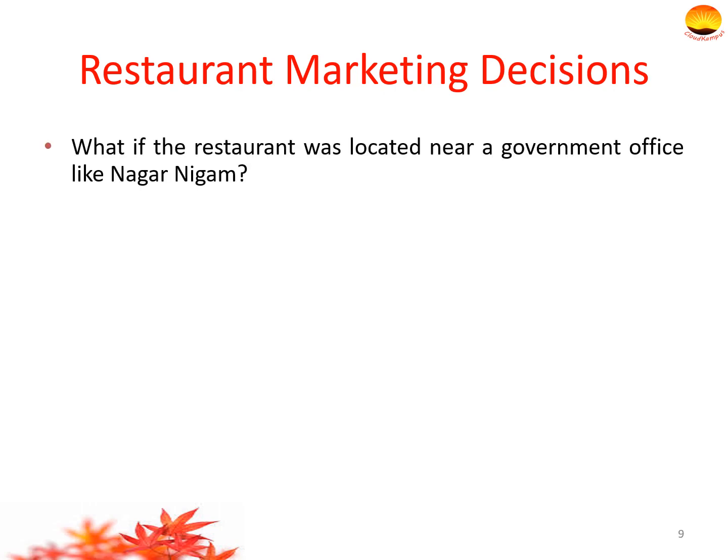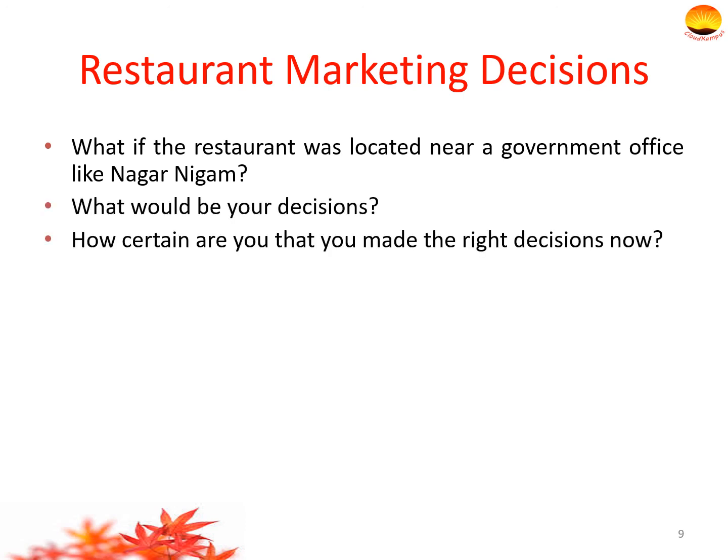What if the restaurant was to be located near a government office like Nagar Nigam? What would your decision be again? How certain are you that you're making the right decision? Because accordingly, you need to decide the time, the menu, and the prices. So the decision which a person makes needs to be confirmed, to know that it's right.